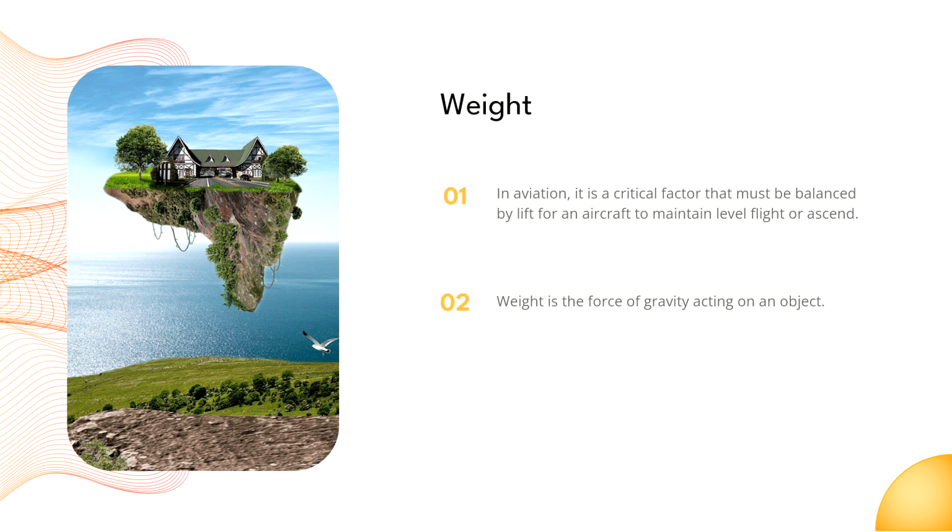It is the force of gravity acting on an object. It is the vertical force of gravity acting through the center of gravity. Center of gravity is the precise point at which the aircraft's mass or weight is said to be centered. It is critical in an airplane because its position has a significant impact on longitudinal stability.